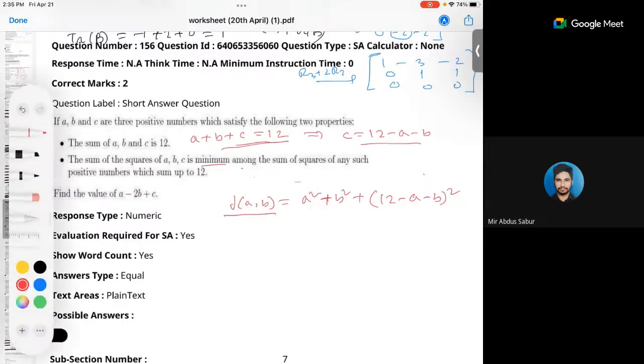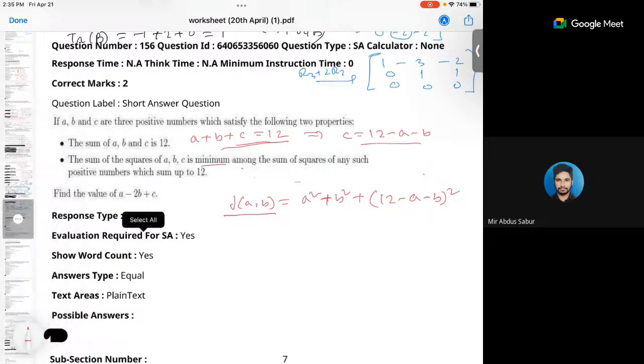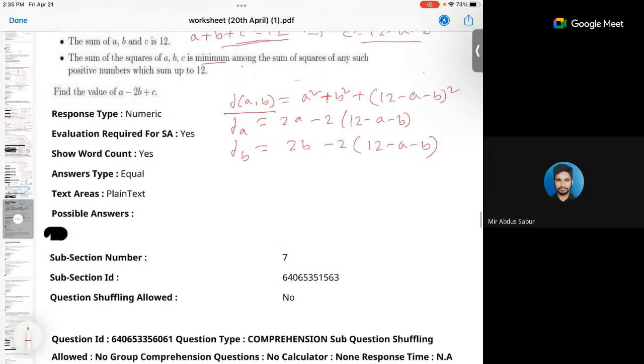So after that, what do we do? It will be a similar method as we use to find the maxima and minima for a multivariable function. So f_a, you will get 2a minus 2 times (12 minus a minus b), and f_b is equal to 2b minus 2 times (12 minus a minus b). All of you getting it? Yes, I just did the partial derivative. And to get the critical point, you need to find f_a equal to 0 equal to f_b.